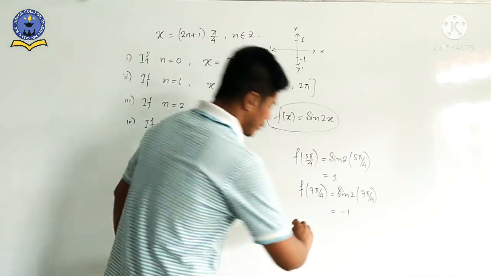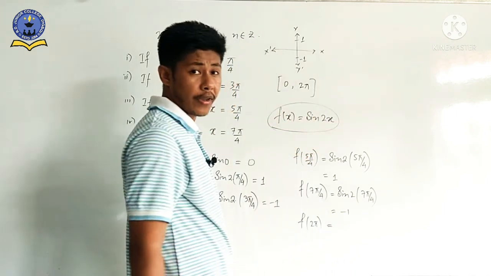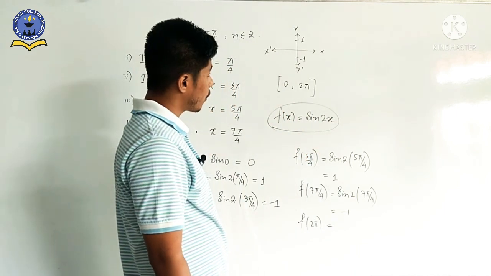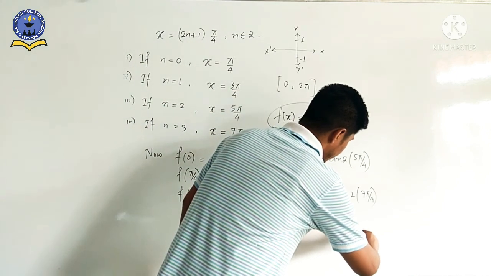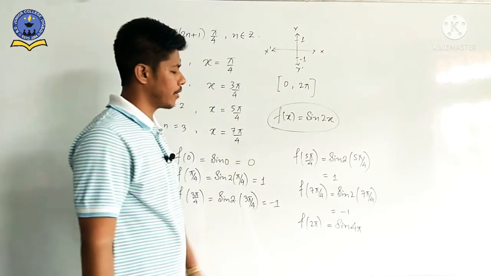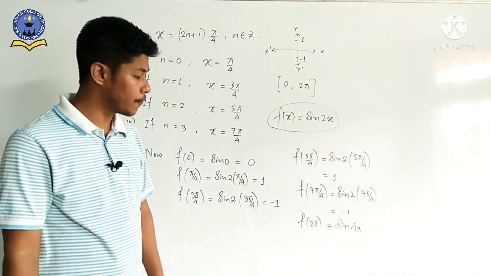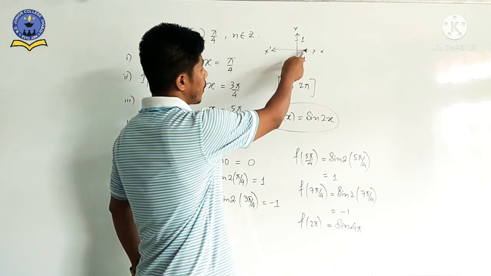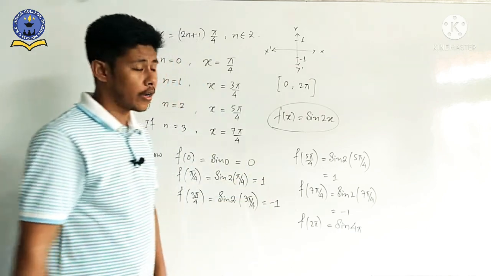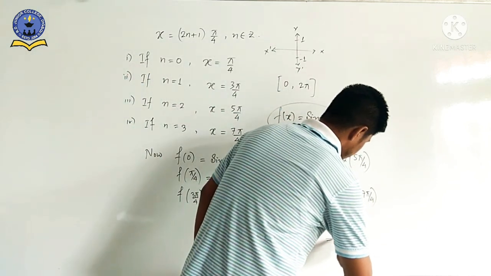The last one more remains here, which point? Twice pi. So if you put f of twice pi, then what do we get here? Sine 2 times twice pi, that means ultimately sine 4 pi. I directly write here, sine 2 times twice pi means sine 4 pi. If we put the value 4 pi, you see here pi, 2 pi, 3 pi, again 4 pi. On the x-axis the sine value is 0. So that's why here we get the answer 0.